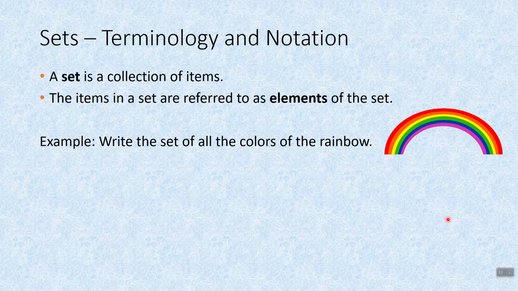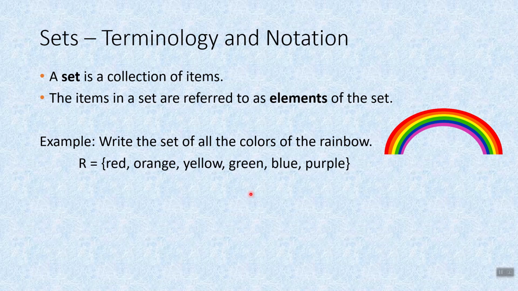For example, if we wanted to write the set of all colors of the rainbow, red, orange, yellow, green, blue, and violet, we might write it like this. I use purple instead of violet because my daughter's favorite color is purple, not violet.